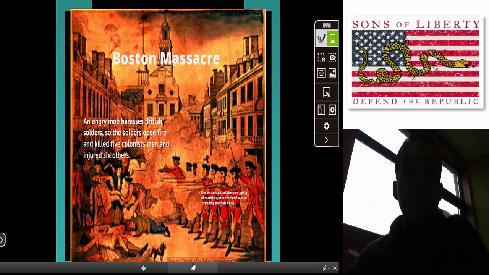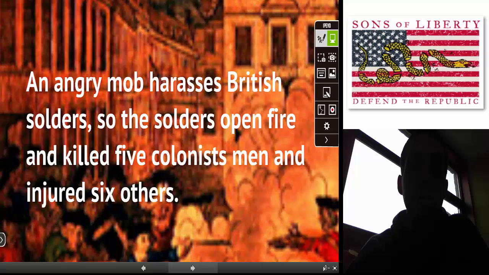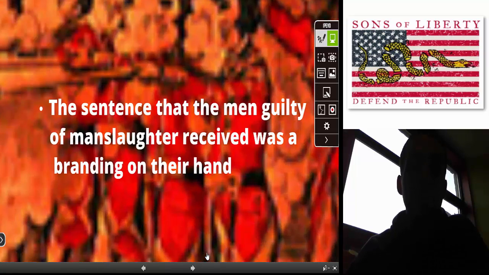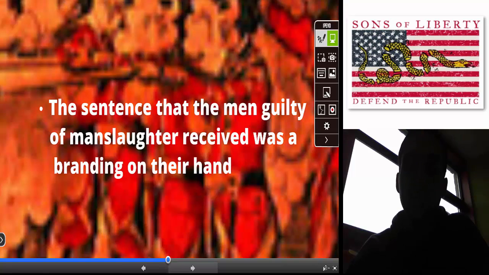What's sad about this is that the colonists that were harassing British soldiers were only throwing like snowballs and rocks and random things like that. So it would seem that they kind of overreacted in shooting them all. They did try these soldiers for firing and killing these men, but the sentence that the men that were found guilty received was just a branding on their hands. So literally a slap on the wrist, which probably did not help the relationship between the colonists and the British.